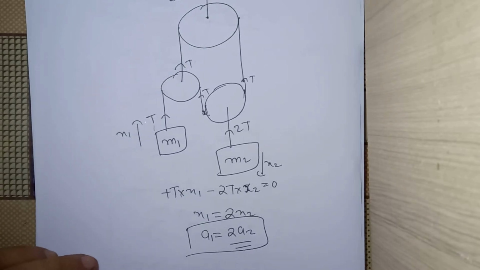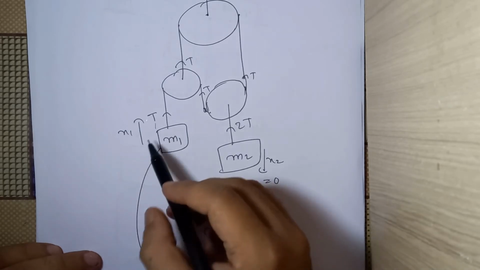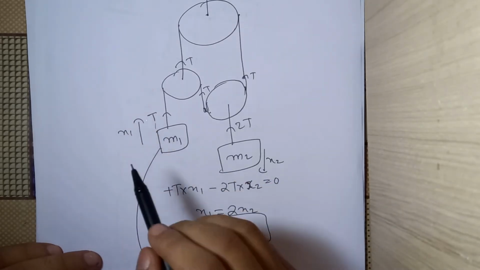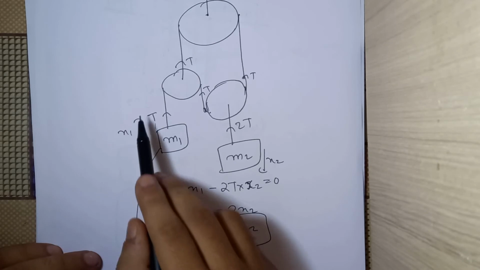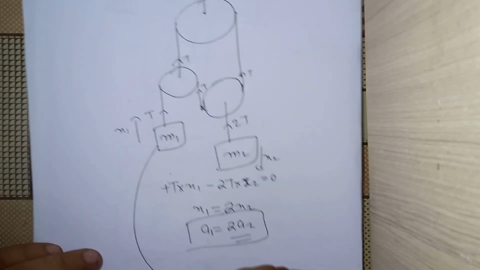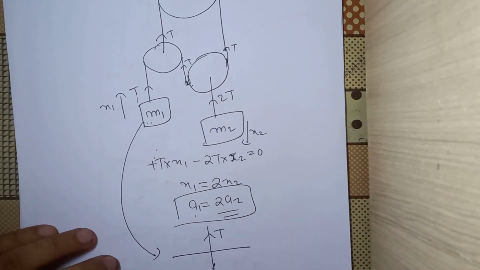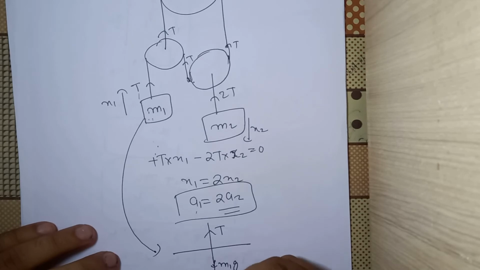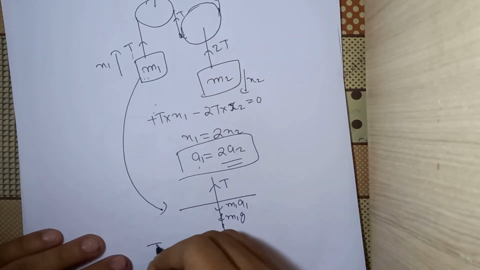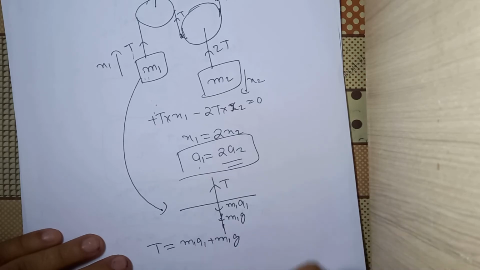Now let us write the equation of motion for m1. Because the x1 was assumed to be upwards, or we can say the acceleration was assumed to be upwards, there is a downward pseudo force of m1a on this body. So for m1 we can draw the FBD in the vertical direction: there is a tension upwards, there is a mass of m1g which is the weight force, and there is another force which is the pseudo force of m1 into a1. So we can write the equation that T is equal to m1a1 plus m1g.